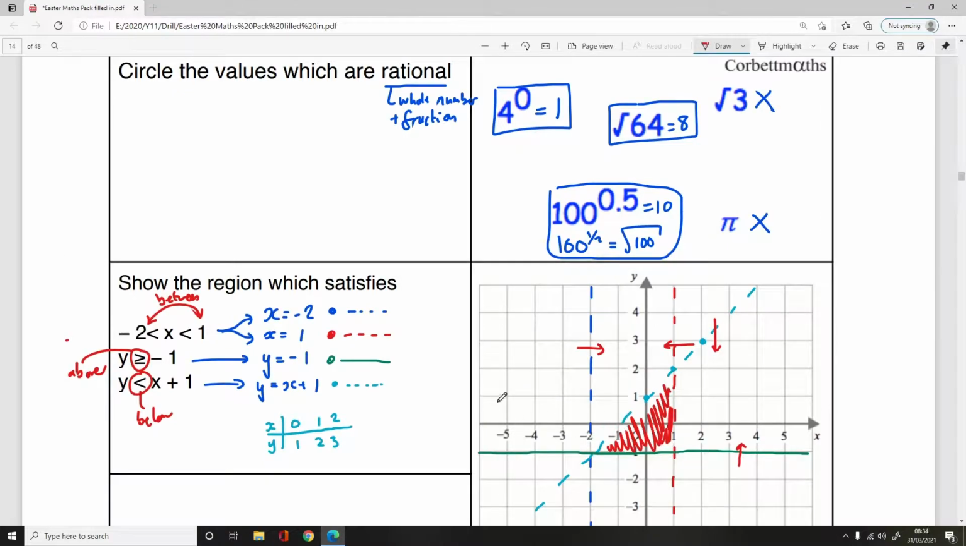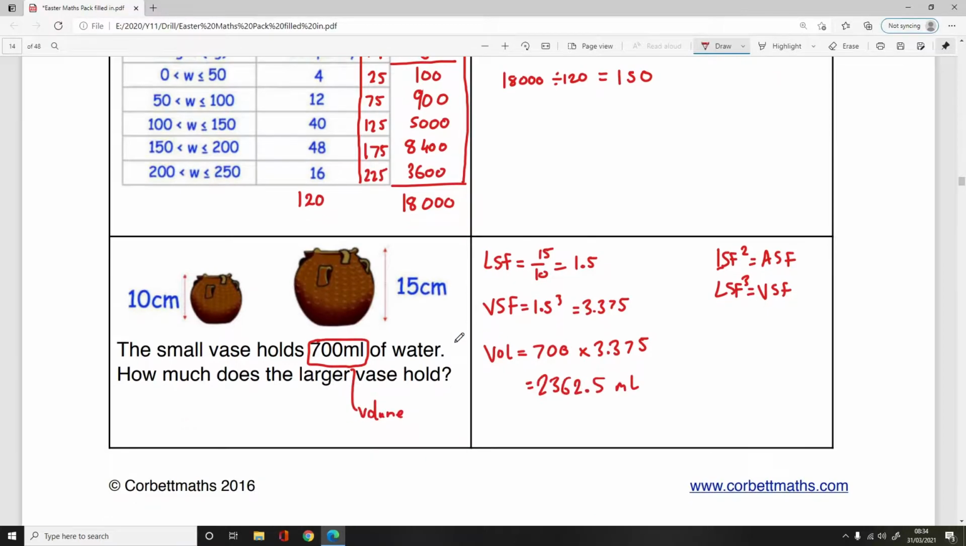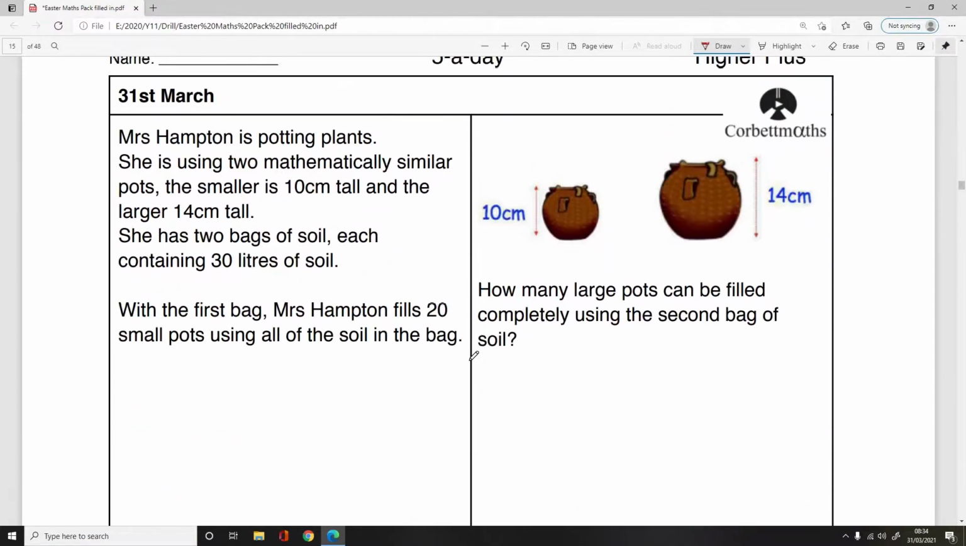Okay, so higher wasn't too bad this time. Maybe apart from the graphical inequalities, which might be something to have a look over. Estimate of a mean, obviously, and scale factor. Ooh, a very, very similar question for higher plus.